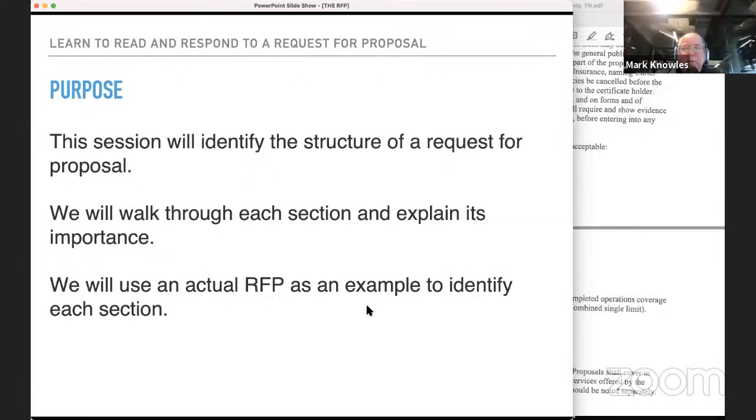This session specifically, we're going to identify the structure of a request for proposal. We're going to walk through each section and explain its importance. We're going to use an actual RFP as an example to identify each section.